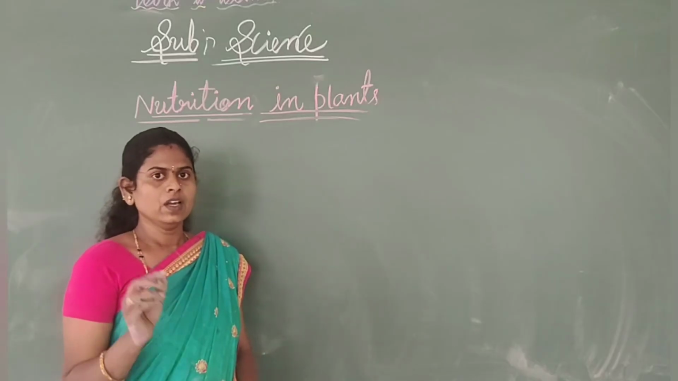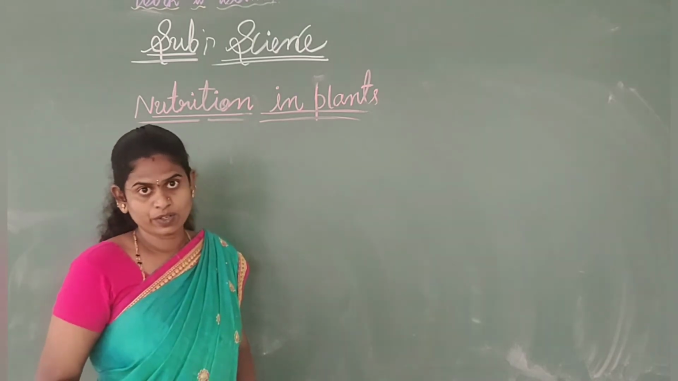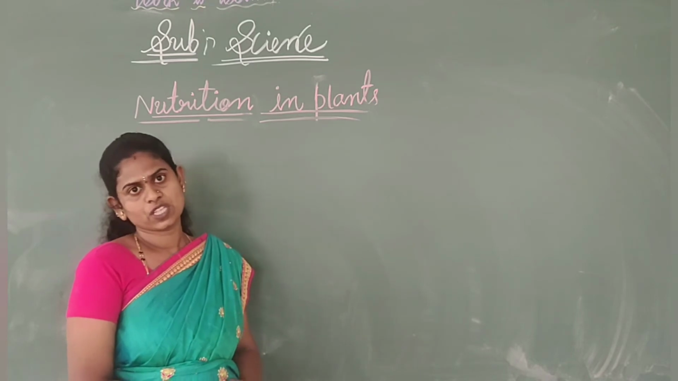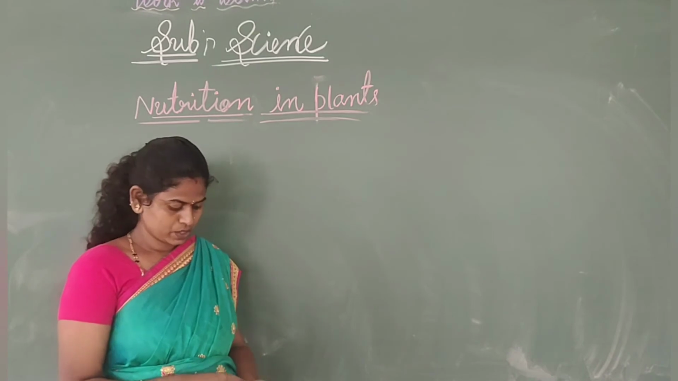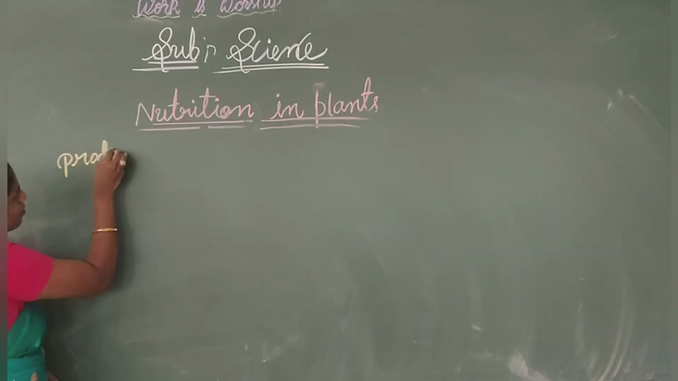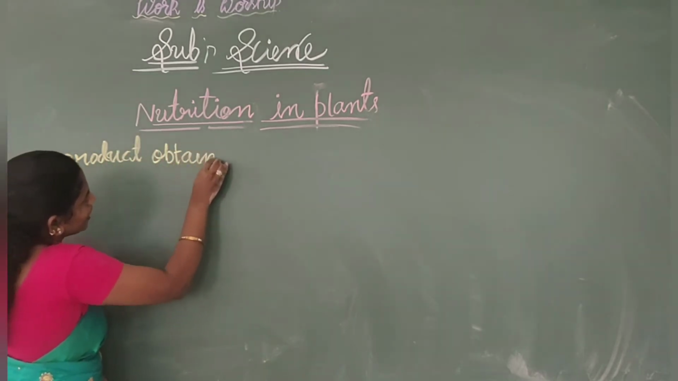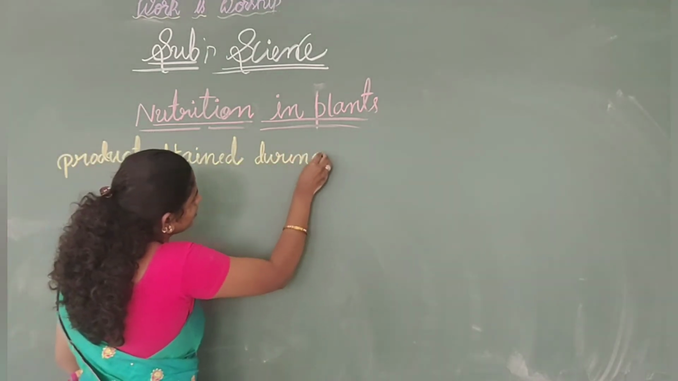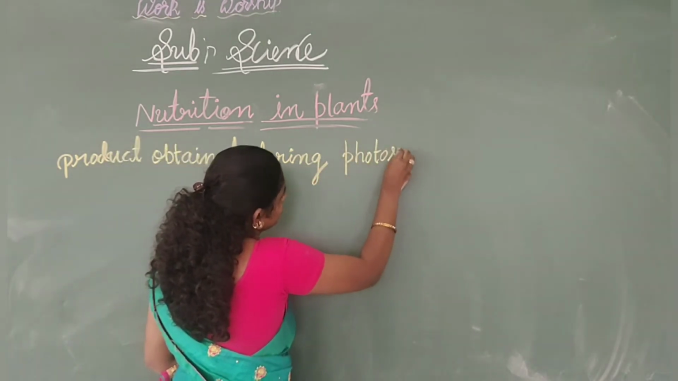Now we will see how the food is prepared in photosynthesis. What is the product obtained during photosynthesis? Till now we have discussed how the leaves help in the photosynthesis process, why they are called the kitchen of the plant body, and all those things. Now we will discuss the product obtained during photosynthesis.